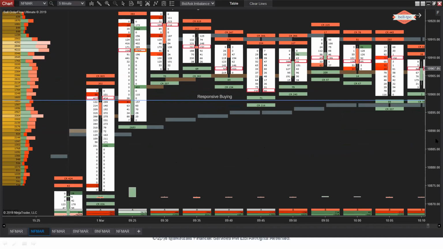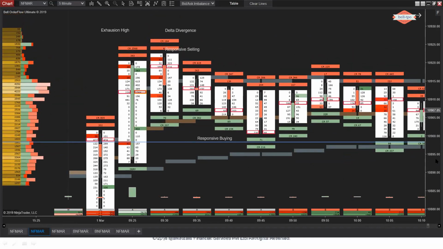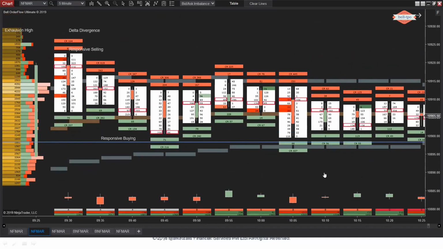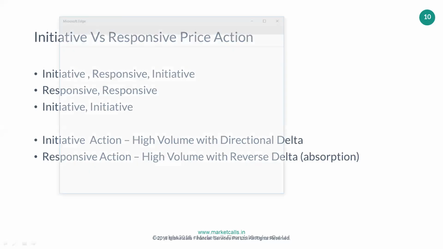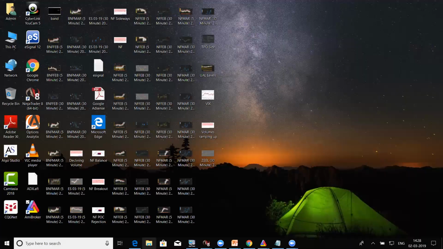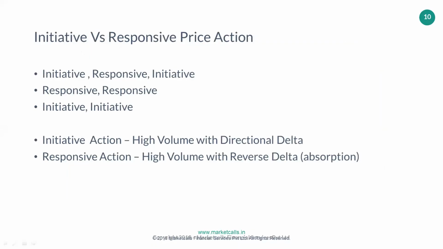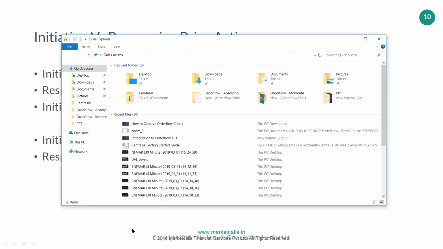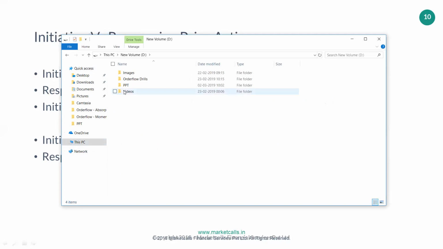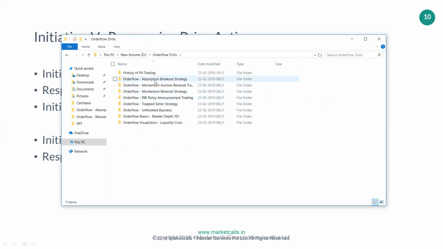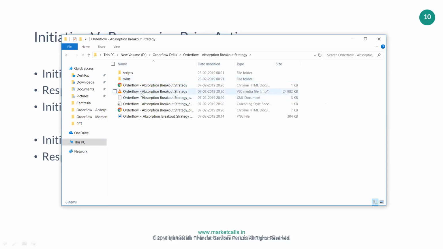So let's talk about this particular example. Maybe I have one more strategy with me. It's better to talk about that. So I kept it under PC, D drive, Orderflow drills. So kind of a breakout absorption strategy, right?